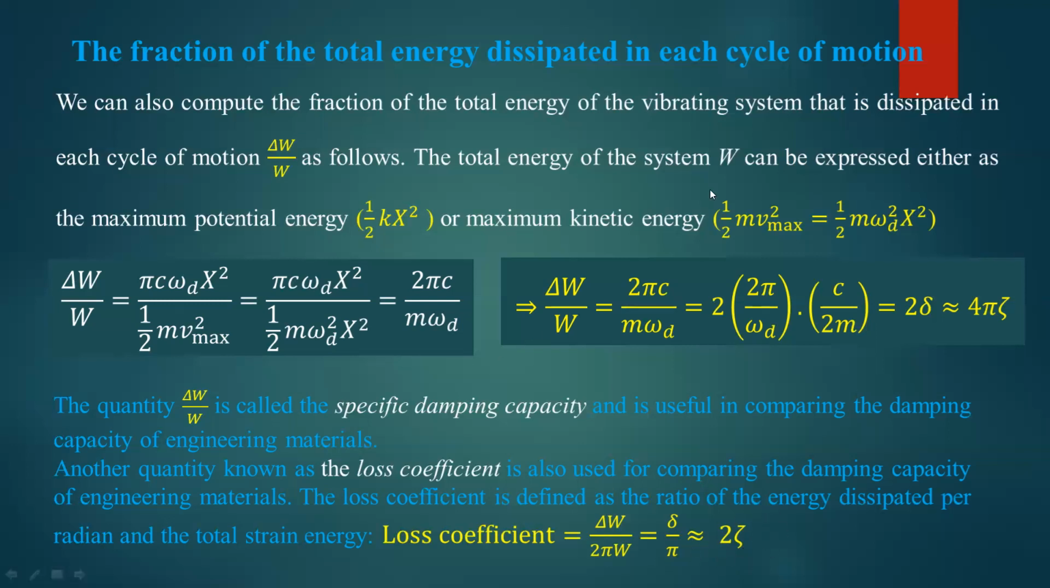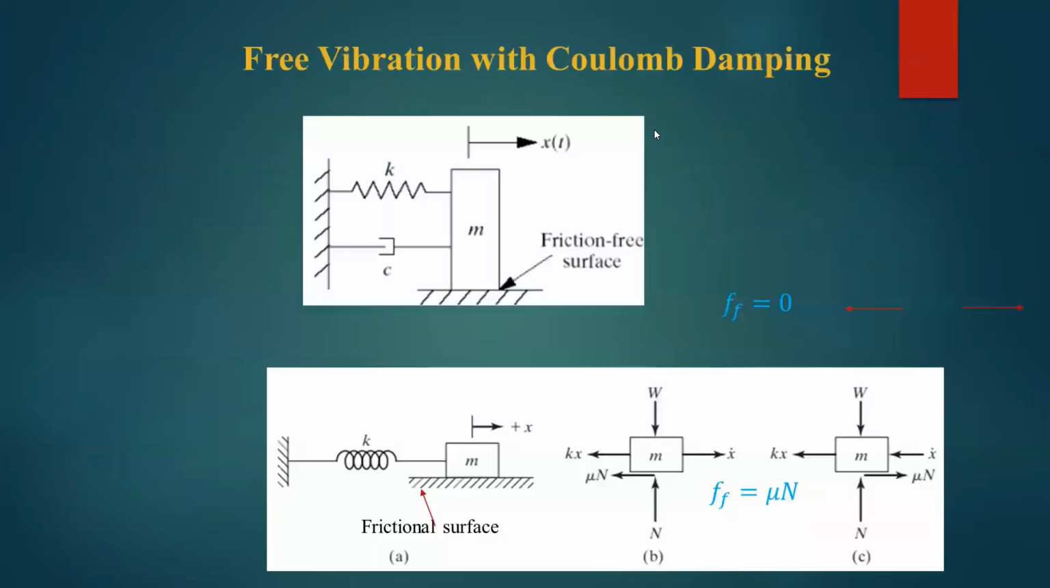The loss coefficient is given by delta W over 2 pi W. That is, 1 over 2 pi for one cycle condition, which is related to delta over pi, and is approximately equal to 2 times zeta, the damping ratio. By such analysis, we can select an appropriate engineering material. Okay, now let's see the Coulomb damping.